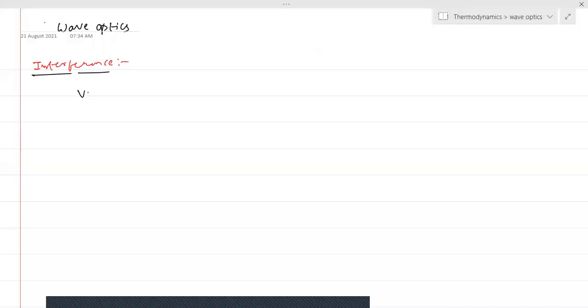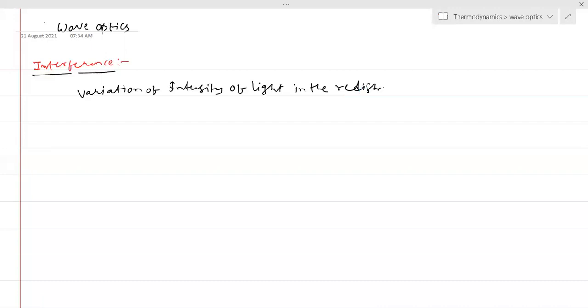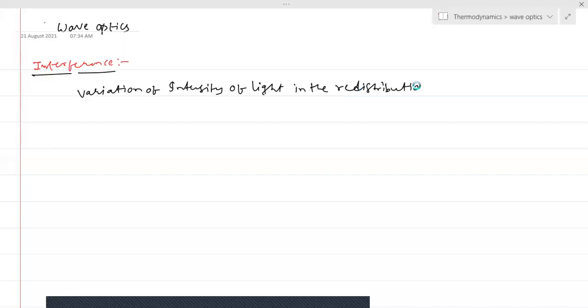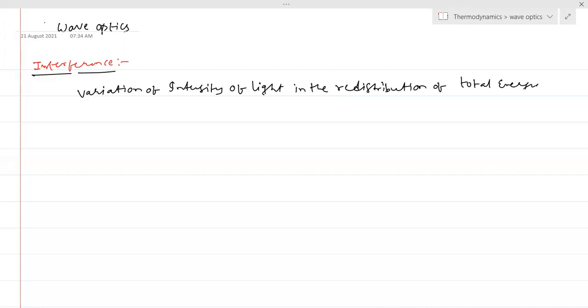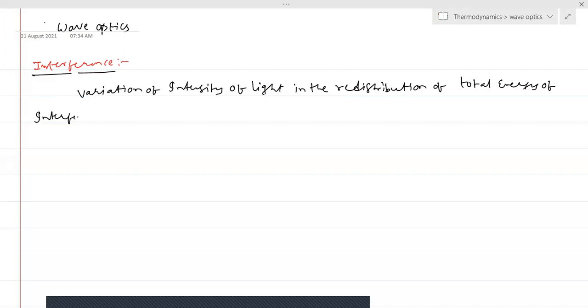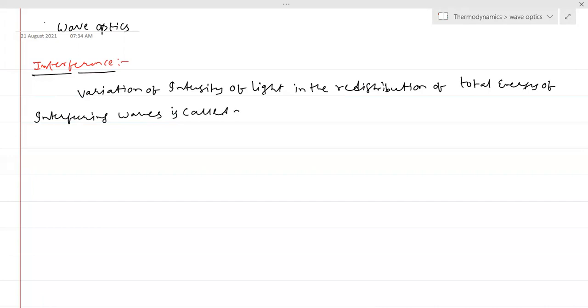Interference means the variation of intensity of light, the redistribution of total energy of interfering waves is called interference.